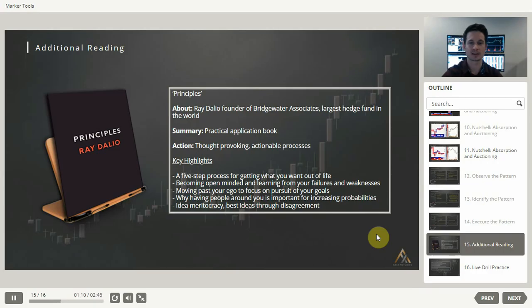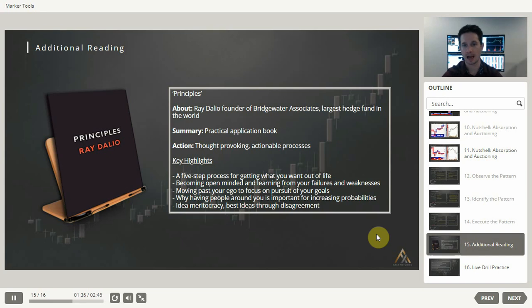Ray Dalio deals with all these concepts of doing things differently, trying new things to ultimately get the most effective outcomes. This book is no different. It's a real practical application book, hence I'm recommending it. It's definitely going to provoke your thought, but it's also going to make you want to start to implement actionable processes, and that's why I'm really excited to introduce this book to you.